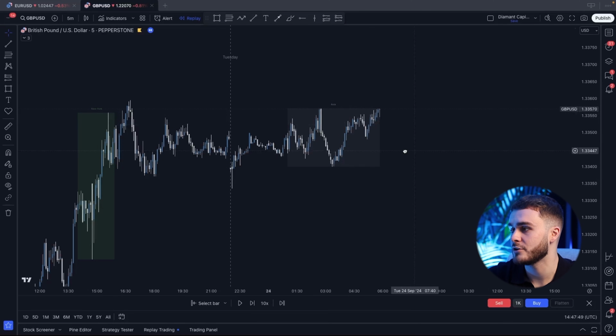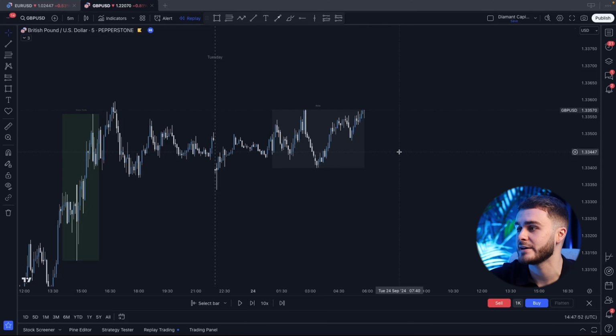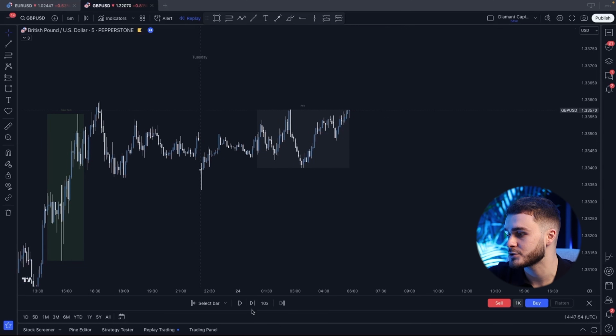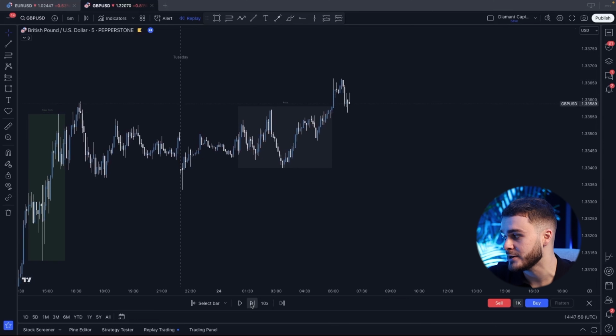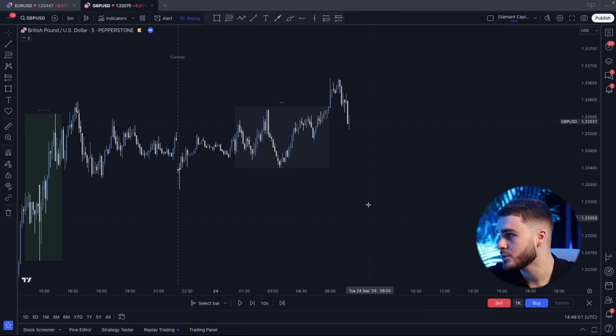Asia range at this point over here. We like it nice and tight, so it's consolidating. So it just shows that it's not moved around too much. As we continue onwards, we are always going to wait for London session to hit. So as you can see, once we start to get to this area, it's still around 7 o'clock.